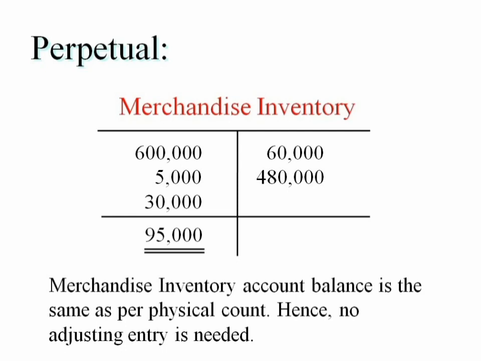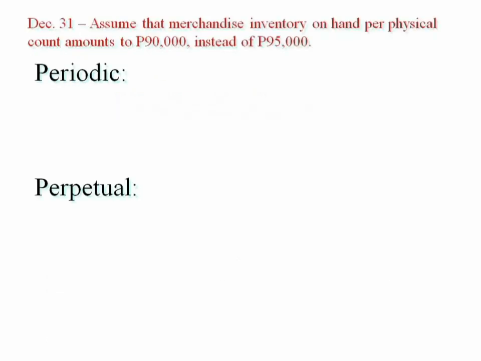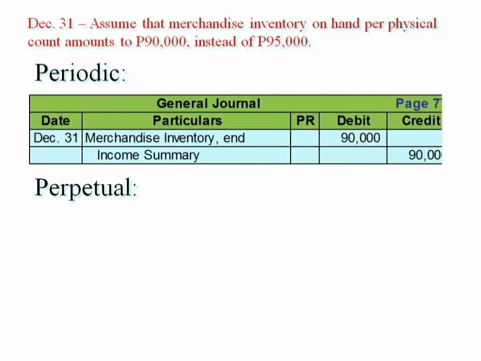However, in case of any discrepancy per physical count and per record, then an adjusting entry would be necessary. For instance, let's assume that on December 31, the merchandise inventory on hand per physical count amounts to 90,000 pesos instead of 95,000. Of course, in the periodic system, the entry would be a debit to merchandise inventory end and credit to income summary in the amount of 90,000 pesos.